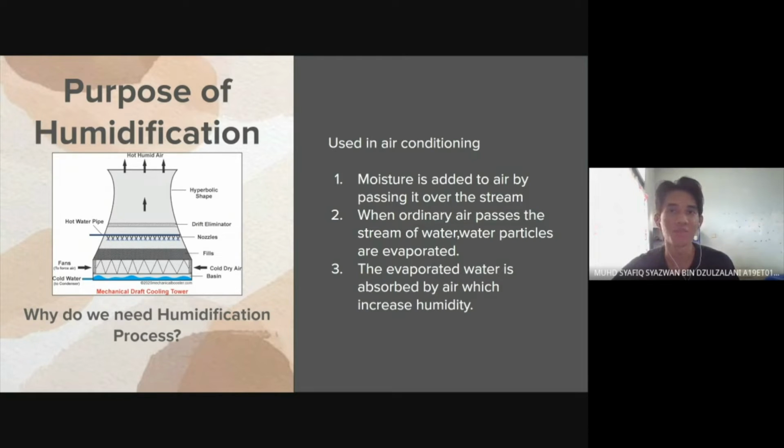In this process, moisture is added to the air by passing it over a stream or spray of water, which is at a temperature lower than the dry bulb temperature of the air. When the ordinary air passes over the stream of water, the particles of water within the stream tend to evaporate by giving up heat to the stream. The evaporated water is absorbed by the air, so its moisture content, and thus the humidity, increases.